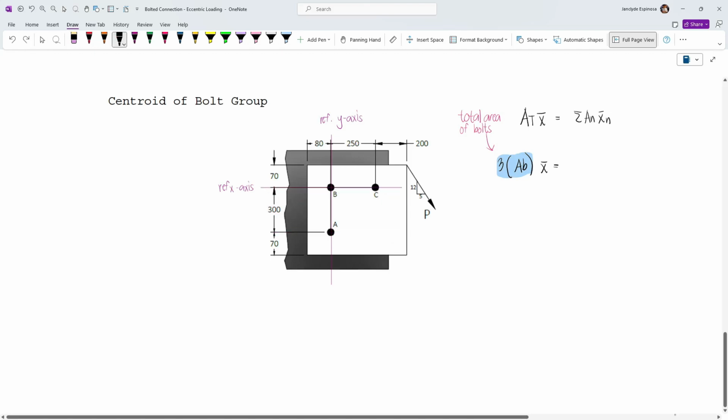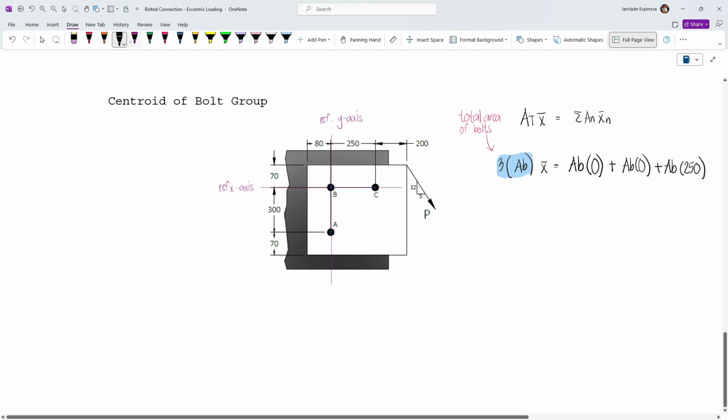And so we have here AN barred xn. Now here, since all the bolt areas are the same, we can just label it as AB. Now for barred xn, for the first bolt, let's say bolt A, the centroid of the bolt is located along this axis. So that's going to be 0. So we have AB times 0 for bolt A and also for bolt B, because the centroid of this bolt is also along the reference y-axis. So plus AB times 0 again. And then for bolt C, from this line up to the centroid of this bolt, that's going to be 250. So we have plus AB, the area of 1 bolt, multiplied by 250.